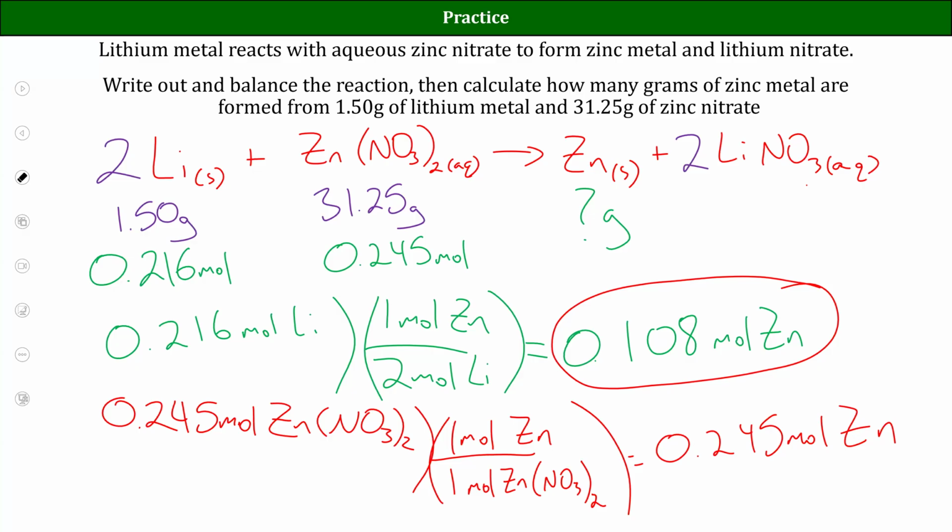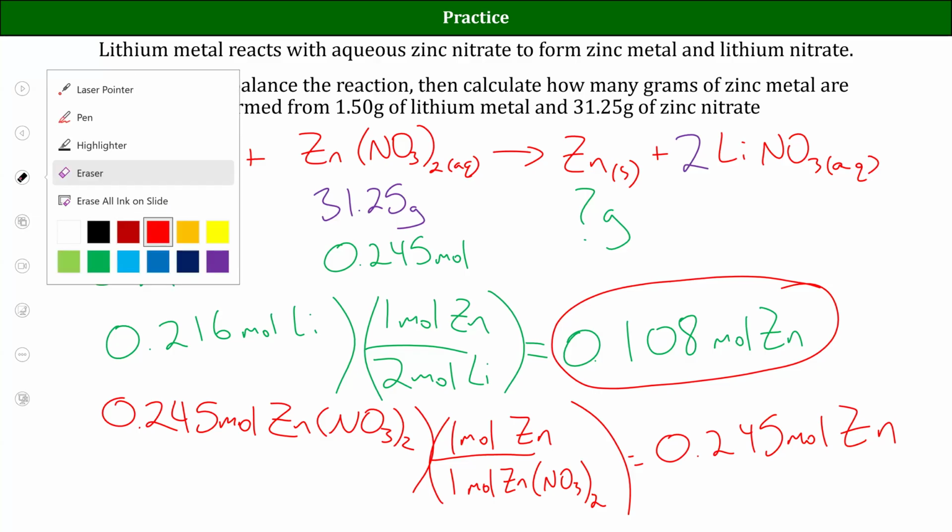All right, so the last step for this one was just, once I know I'm going to be able to make 0.108 moles of zinc, we just use the molecular weight of zinc to figure out how many grams that is. Right, so just undoing the part we did here.